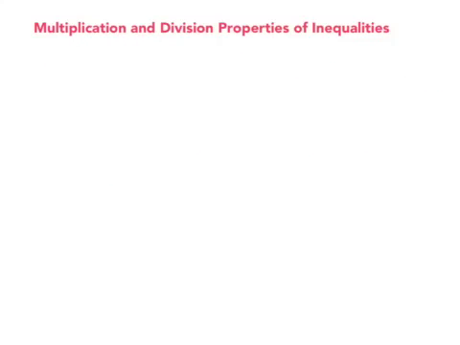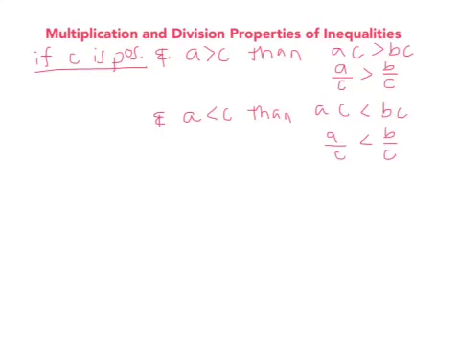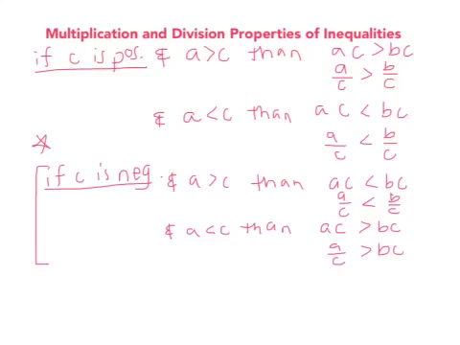The multiplication and division properties of inequalities tell us that if our value of C is positive and A is greater than B, then A times C is greater than B times C, and A over C is greater than B over C. And if C is positive and A is less than B, then A times C is less than B times C, and A divided by C is less than B divided by C. But if C is negative, then when A is greater than B, A times C is less than B times C, and A divided by C is less than B divided by C. And if A is less than B, then the opposite is also true.